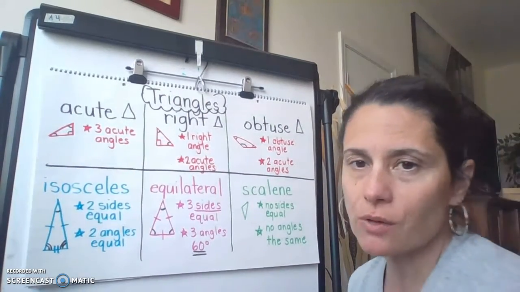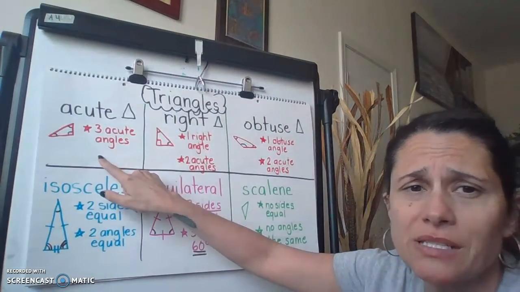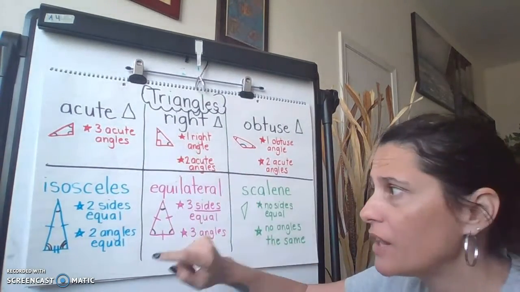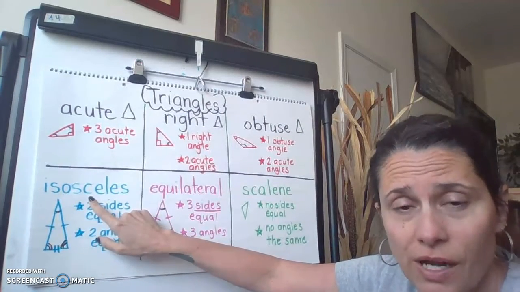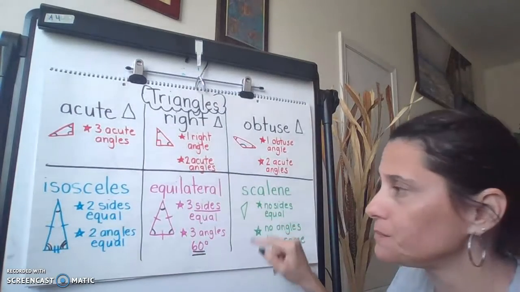Now, just like with quadrilaterals, there's more than one way to name it. So, your first step is to decide if it's an acute triangle, a right triangle, or an obtuse triangle. Then your next one is to find out if it's an isosceles triangle, an equilateral triangle, or a scalene triangle.